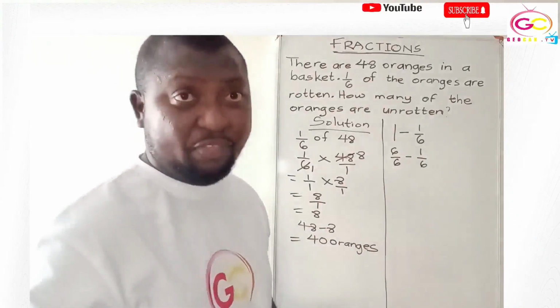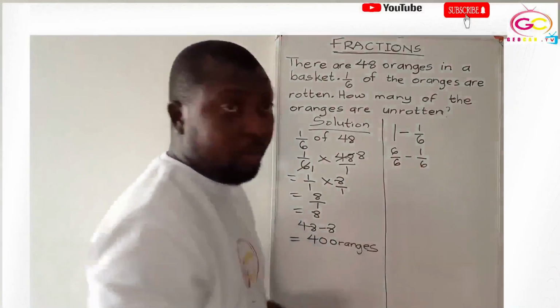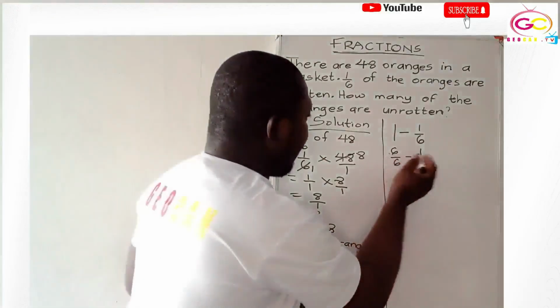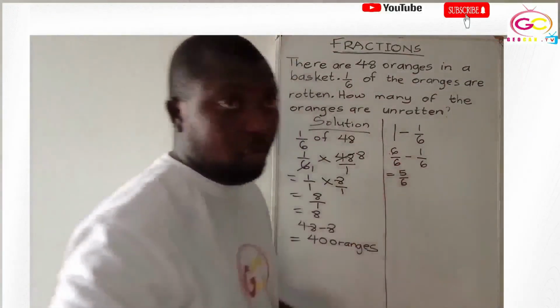I believe you got that one. So this becomes easy for us to subtract. Since they have the common denominator, just subtract the what? The numerators. This is fraction. So 6 minus 1, which will give us what? 5 over 6. Good, easy as ABC.